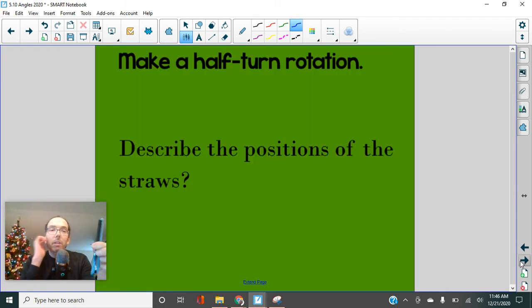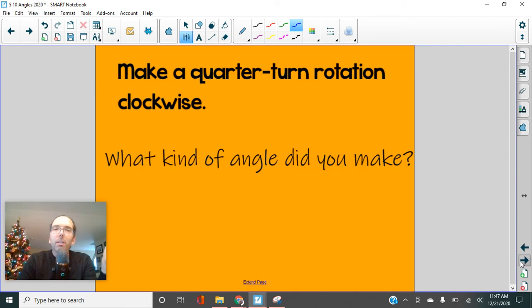Okay, now we're going to do a half turn. Here we go. Ready? Half turn. Where are the straws now? Yeah, they're faced away from each other. We could also do a half turn this way, if we had them pointed this way, and then they would be faced the opposite way, right? This is actually going to be 180 degrees. We'll talk about that some more next time.